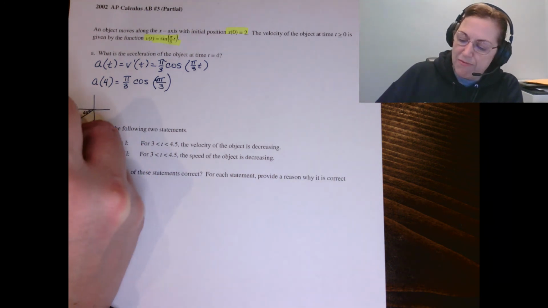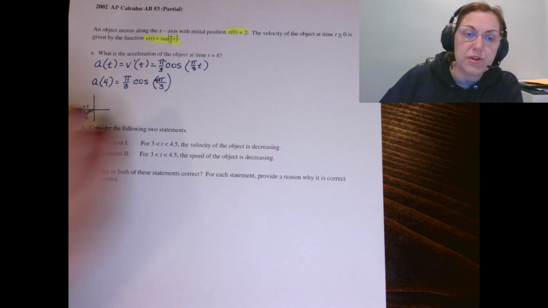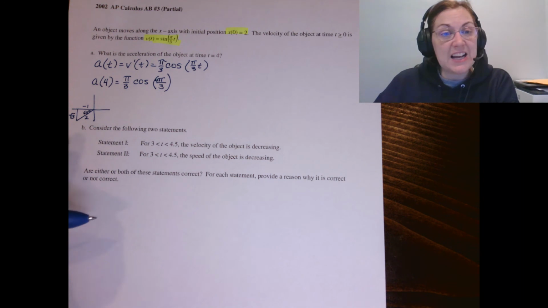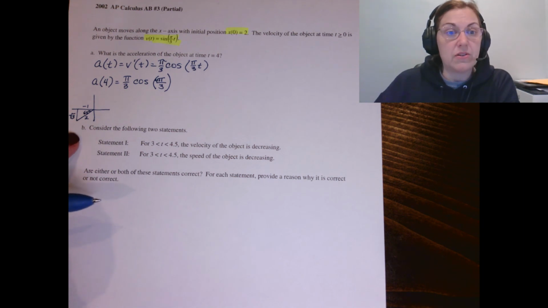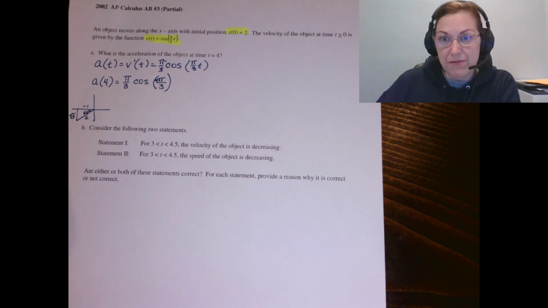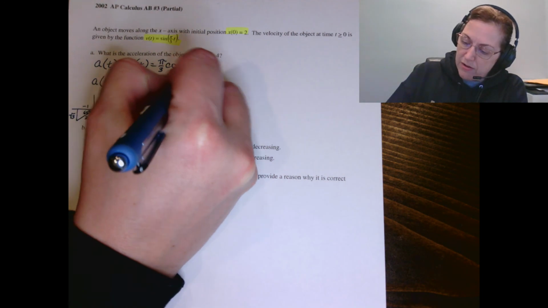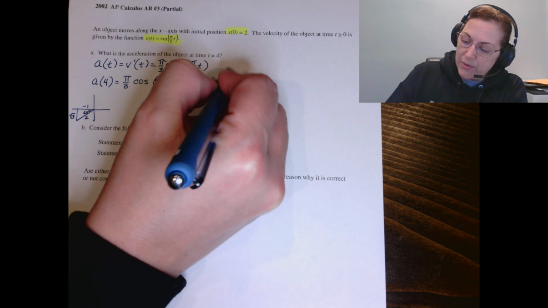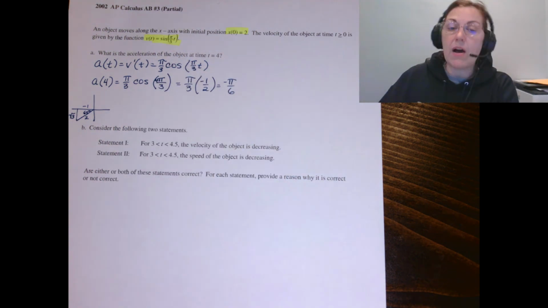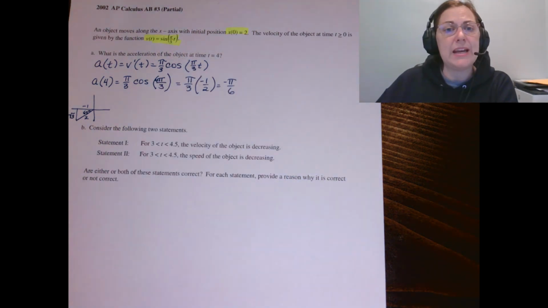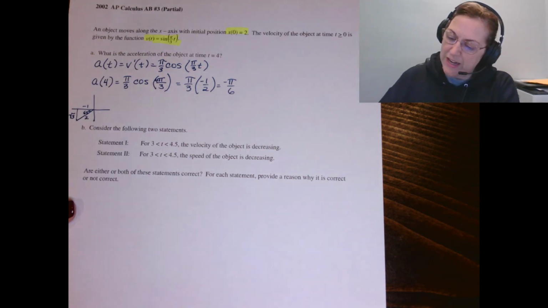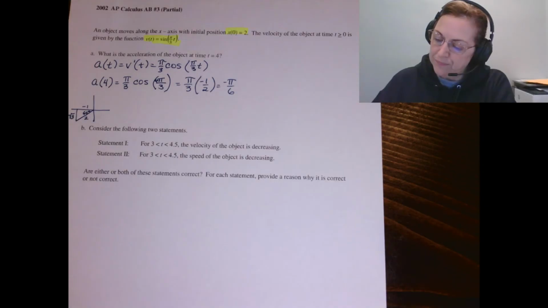Now, friends, I'll be real honest. I don't memorize those trig values. I don't know cosine 4 pi over 3 off the top of my head. Instead, I do what I just did, and that is to draw a triangle. I can easily figure out my cosine from there is negative 1/2. And so I get negative pi over 6. There aren't any units here. The problem really hasn't indicated any units.